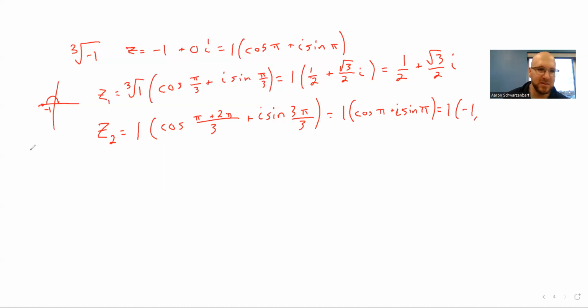Plus sine pi is 0. And that's just -1. Again, the radius is cube root of 1, which is 1.